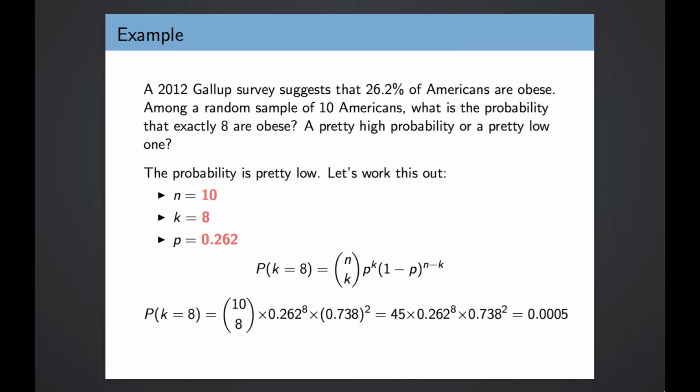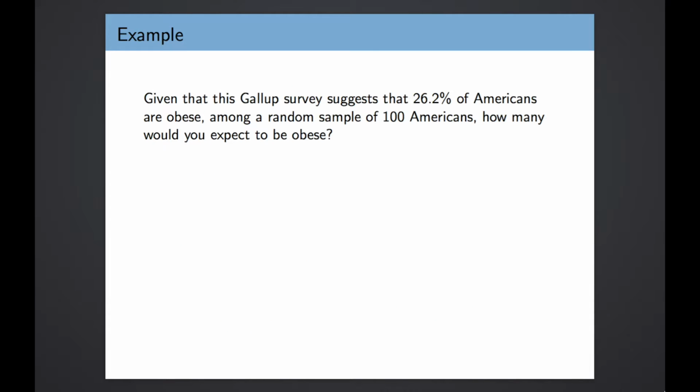So under these conditions, there's a really, really small probability that if you took a random sample of 10 Americans, that 8 of those 10 would be obese. Let's continue probing this example. I want to ask, if you took a random sample of 100 Americans, how many would you expect to be obese within that sample?